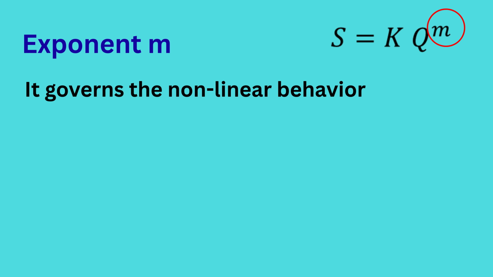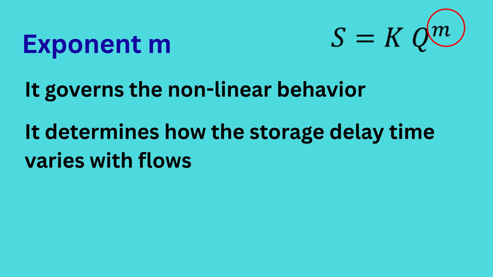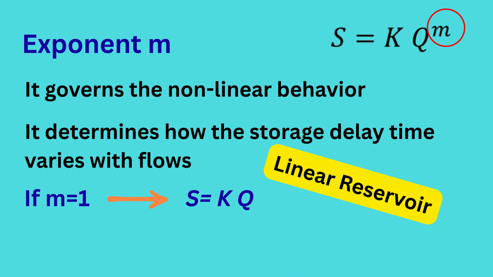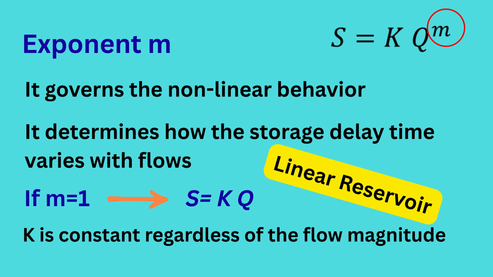Now let's explore the routing parameters in the RORB model. First, the exponent m, which is the parameter that governs the nonlinear behavior of the model. It determines how the storage delay time, or effectively the travel time through the reach, varies with flow magnitude. If m equals 1, the equation becomes S = kQ. This represents a linear reservoir where the storage is directly proportional to outflow. In this case, the lag time k is constant regardless of the flow magnitude.